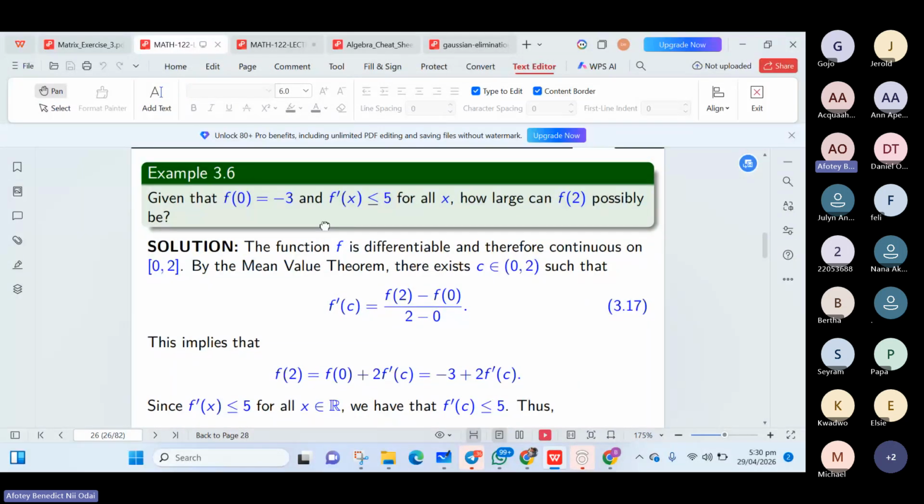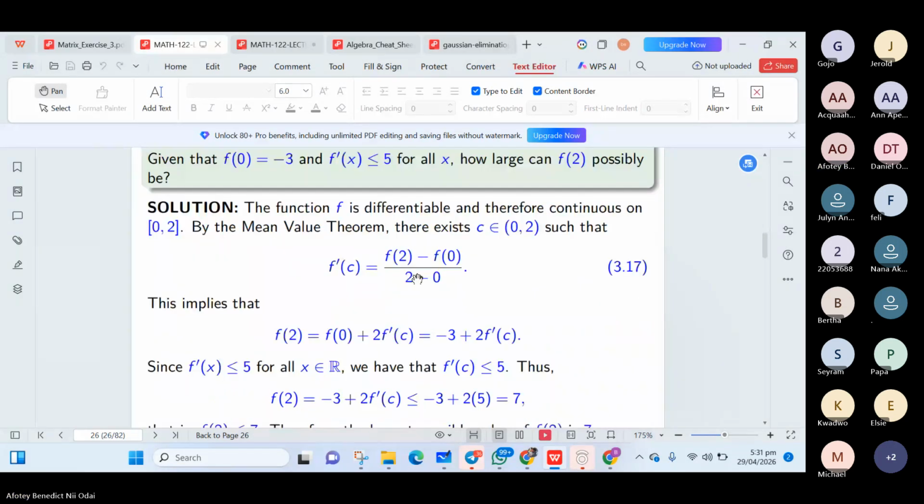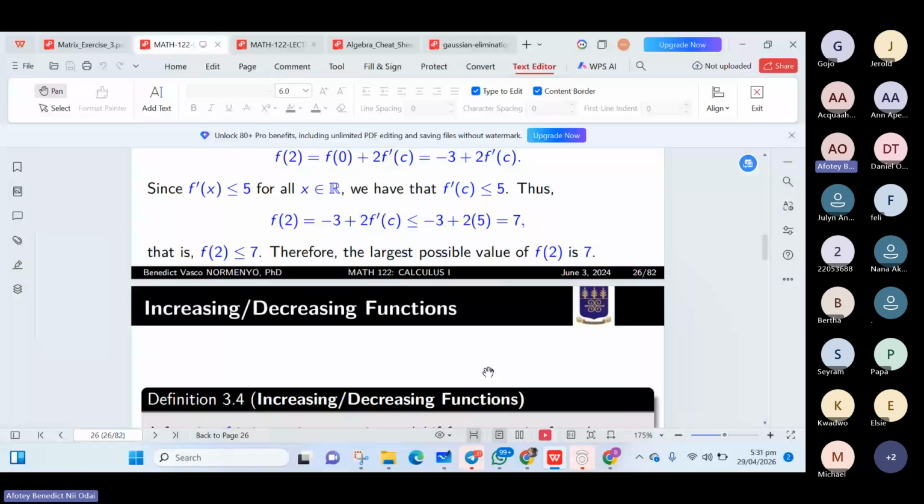Now let's look at this question. Given that f of 0 is equal to -3, and f prime of x is less than or equal to 5 for all x, how large can f of 2 possibly be? With this one, you just do substitution, right? Put it inside and you do this. It's a bit simple. We can go over it.